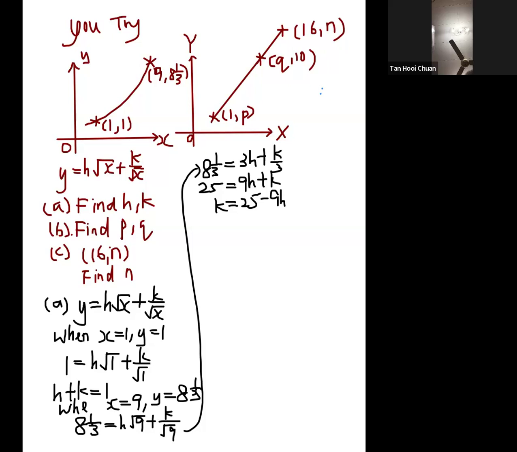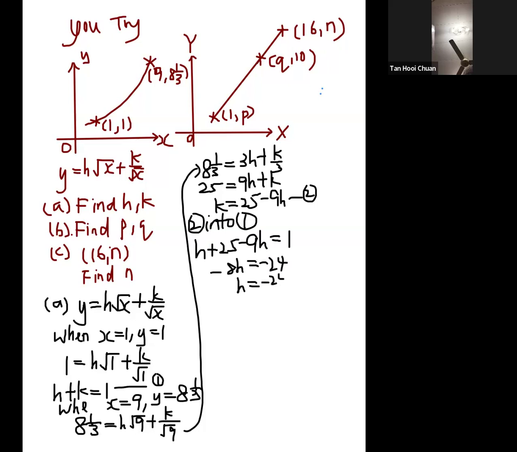Okay. So this is equation 1. This is equation 2. 2 into 1. So h plus 25 minus 9h equal to 1 minus 8h minus 24. So h equal to 3. Then from 2, k equal to 25 minus 9 times 3.